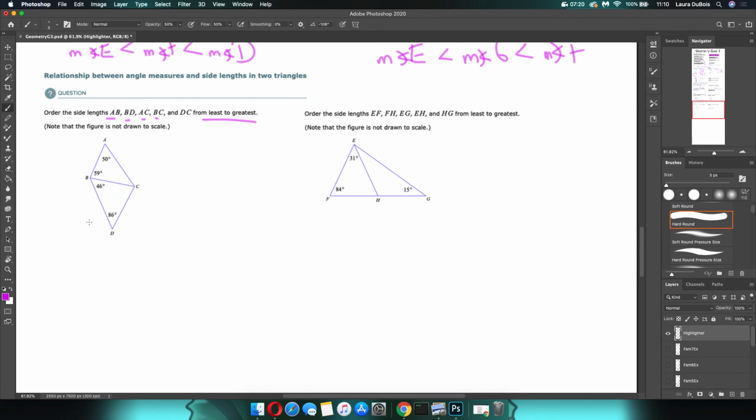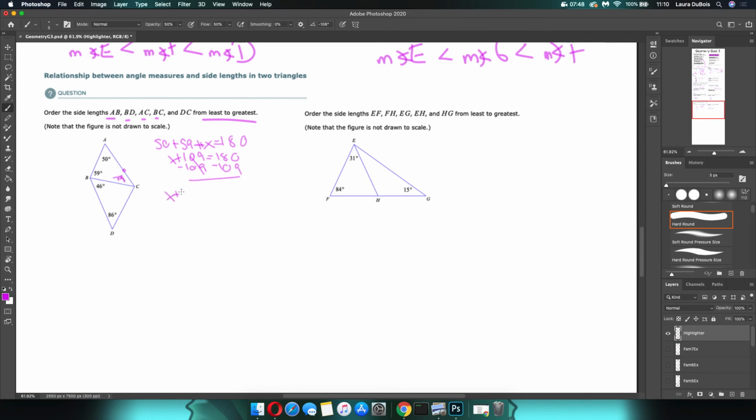So first things first, do we have all of the angle measures here? No, and that's where Ms. Dubois made her faux pas. So let's see here, 50 plus 59 plus something equals 180. So x plus 109 equals 180, minus 109, minus 109. This is going to be 79 degrees. Okay, that makes a little bit more sense.